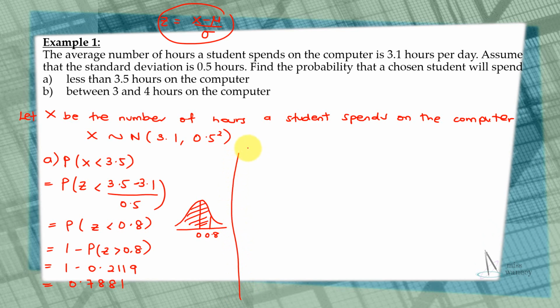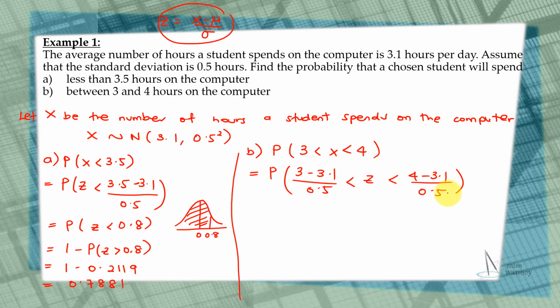So now let us see B. So B between 3 and 4 hours. So we are looking at probability for X in between 3 and 4. So do remember, if we have between, we don't have any equal sign for the X. Okay, so standardize them using the formula. So this is 3 minus 3.1 over 0.5 less than Z. So since we have already standardized, change the X to Z. And then 4 minus 3.1 over 0.5. And then simplify them. So this is negative 0.2 less than Z less than 1.8.